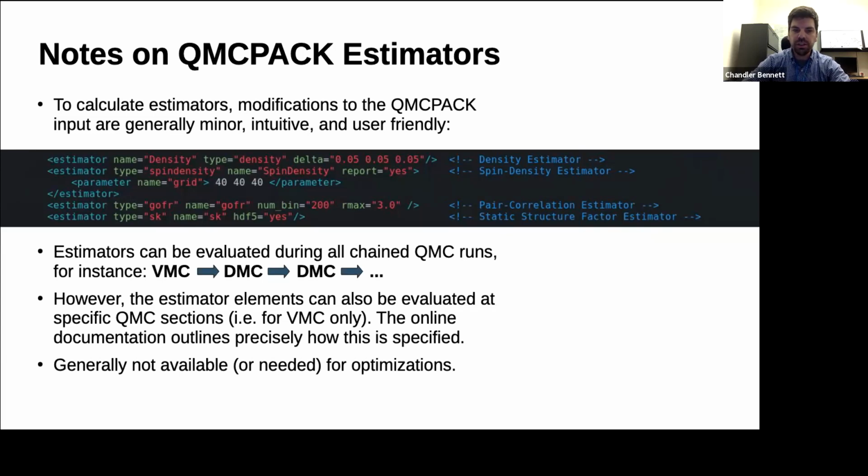Another note is that generally the estimators are not available for optimizations or even needed. Recall that we're mostly interested in the energies and the variance when we're performing an optimization. So if you were interested in your estimator with your optimal wave function, you would first do your vanilla optimization of, say, your Jastrow parameters. And then you would just follow that up with a VMC calculation with the relevant estimators that you're interested in turned on.